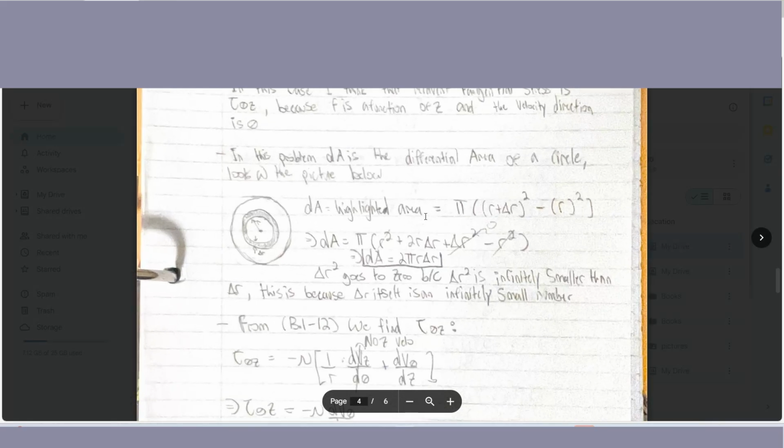So it's pi times (r plus delta r) squared minus r squared. The area of a circle is pi r squared, and you're taking this whole big circle, including the empty space in the middle, and then subtracting that empty space. So that's the way to calculate the area of a ring.